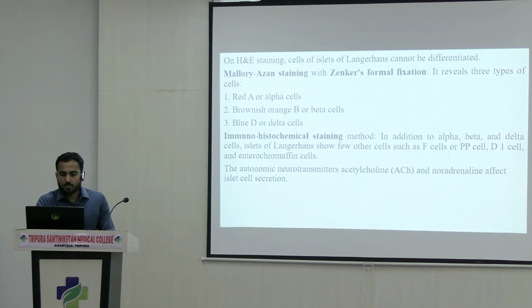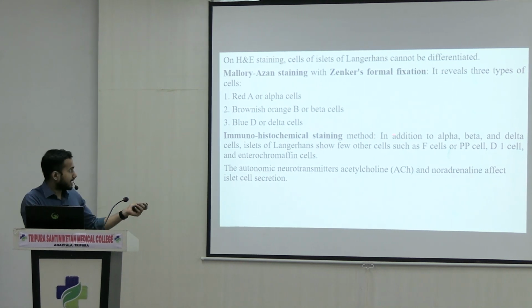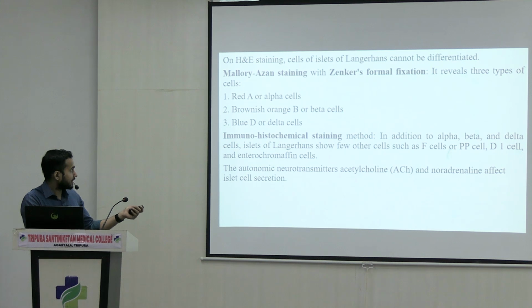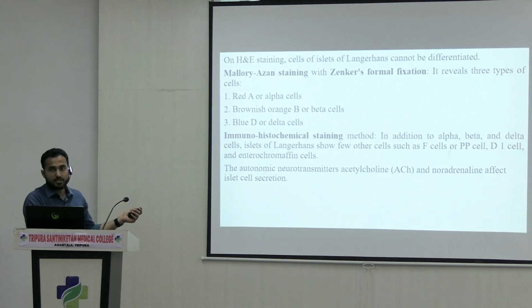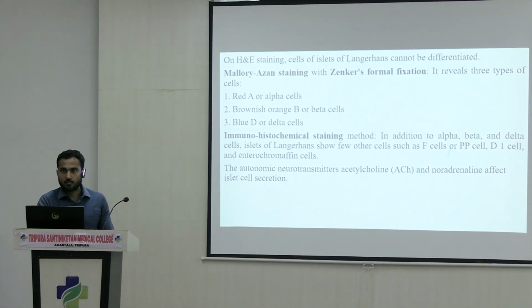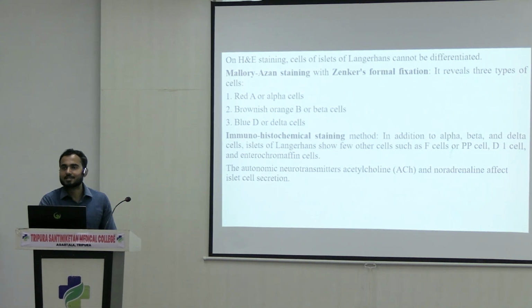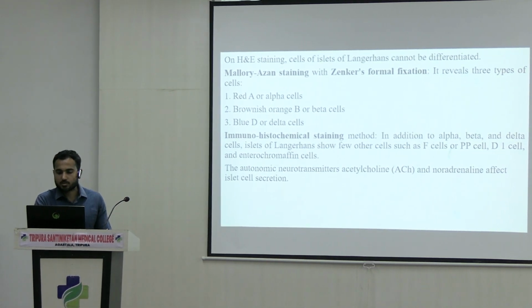Next, the immunohistological staining method is also there. In that method, in addition to alpha, beta, and delta, you can see other types of cells. For example, F cells, also called PP cells, D1 cells, and enterochromaffin cells. So these are the other types of cells that can be seen. How? Immunohistochemical staining, which is a different type of staining. Under this staining, different cells can be identified: PP cells, D1 cells, and enterochromaffin cells.